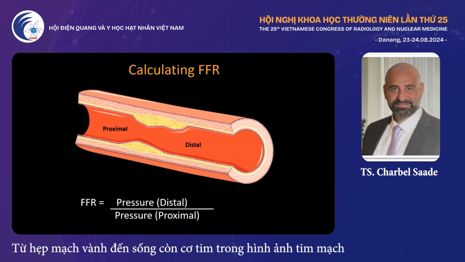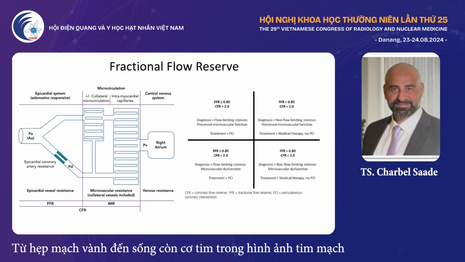Calculating the FFR, they look at the proximal pressure divided by the distal pressure. So distal pressure divided by proximal pressure. And this is how we calculate FFR. We're looking at FFR and you're looking at a patient who has an epicardial coronary artery resistance. We look at microcirculation. Is it intramyocardial capillaries versus collateral microcirculation?